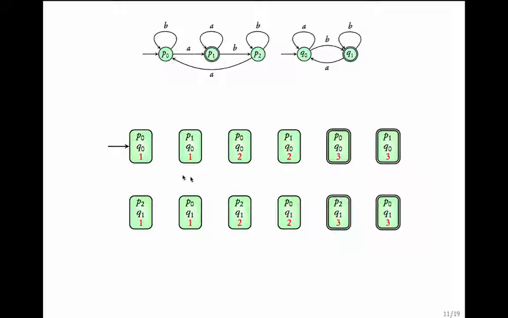Well, if this intuition is not clear, let me continue with the construction and then you will see how this works. Look at P0 Q0. What happens on an A? P0 goes to P1, Q0 stays in Q0. Is P0 an accepting state? No. So what you do is, on an A, you go to P1 Q0. Don't change the flag. Look at B. P0 on a B stays in P0. Q0 on a B goes to Q1. So this part is clear. You have to go to P0 Q1.